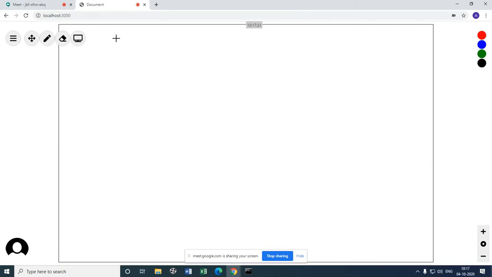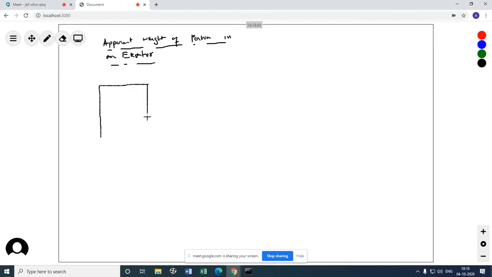Okay. Now, apparent weight of a person in an elevator. So, you consider a lift. This is the lift box. I'll show you a free body diagram.